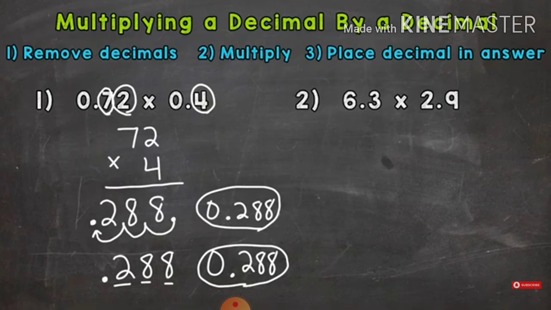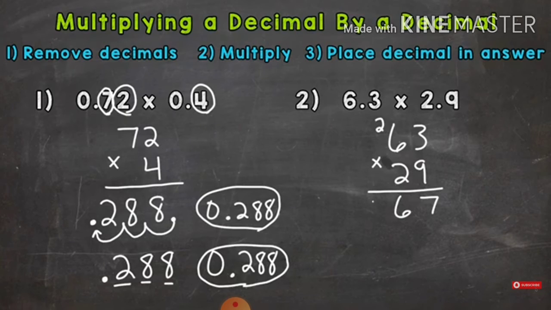On to number 2, where we have 6 and 3 tenths times 2 and 9 tenths. So first step, remove and forget about any decimals, and we end up with 63 times 29. Now we multiply. 9 times 3 is 27. 9 times 6 is 54, plus 2 is 56. Done with the 9, done with the 2. We're going to place to the left here, so we need our 0 as we work our way over to the 2. 2 times 3 is 6. 2 times 6 is 12.